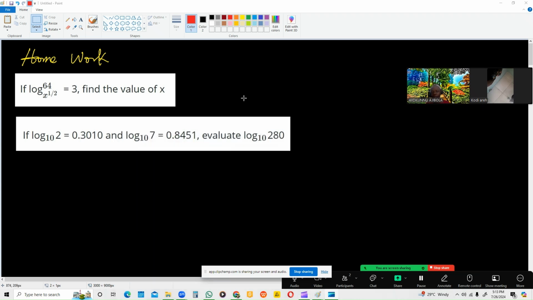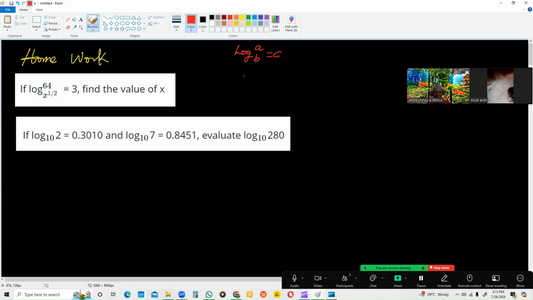So, like I said, whenever you see questions that appear like this first one, in as much as you see equal to, what you need to do is refer back to the law of logarithm that says log A base B equals C can be re-expressed. You can express it as A equal to B raised to power C. Okay, is that clear?